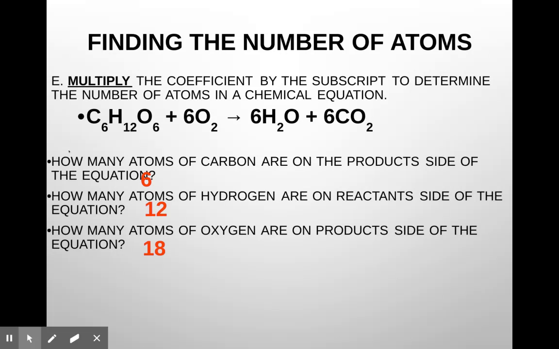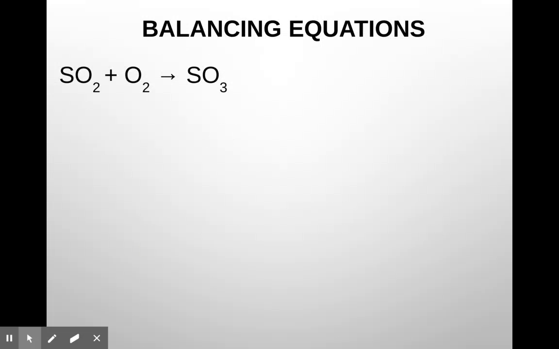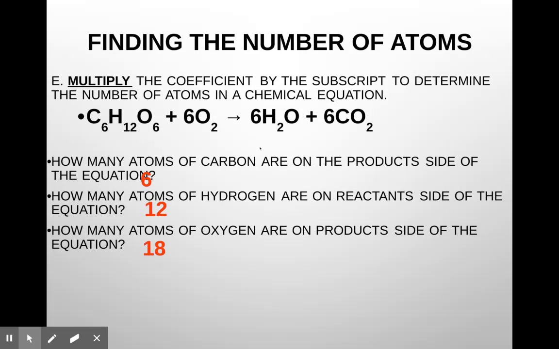Again, there's no coefficient here to multiply. But there is one here, so we multiply this by 2. Then you do the same thing on the right side. If we need 6 carbons in total, 6 times 1 would be 6. Hydrogen, we would do 6 times 2, so we have 12 hydrogen in total. And then oxygen, 6 times 2 is 12, 6 times 1 is 6. 6 plus 12 is equal to 18.